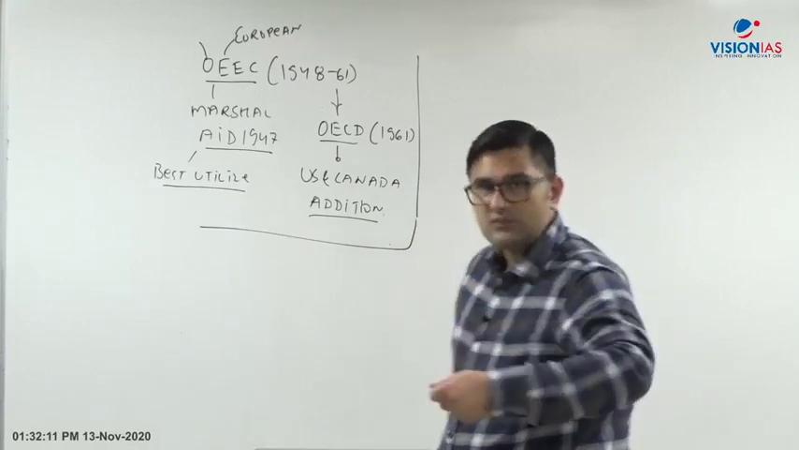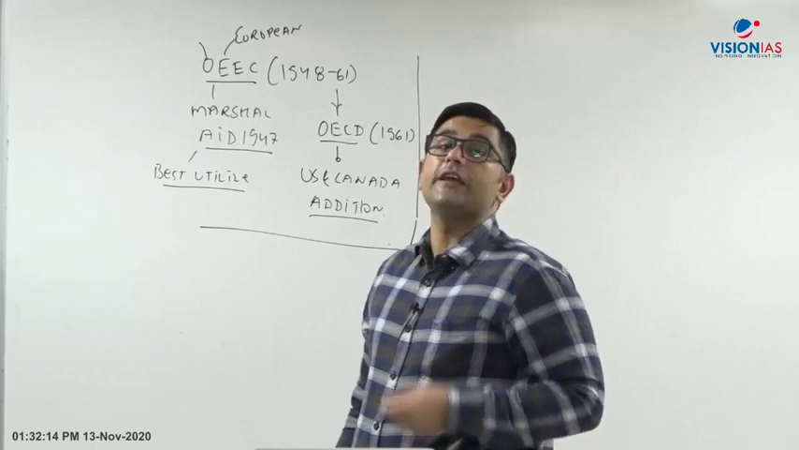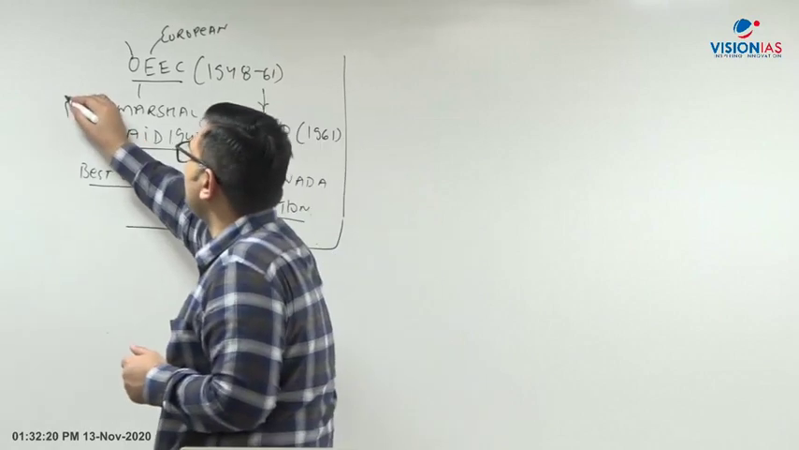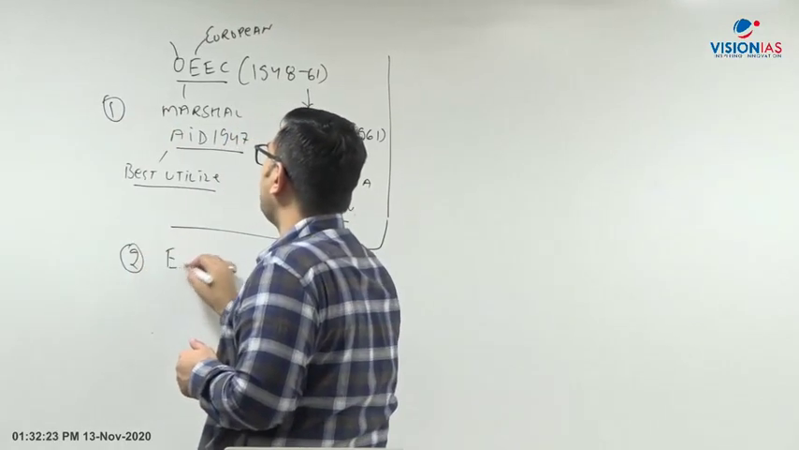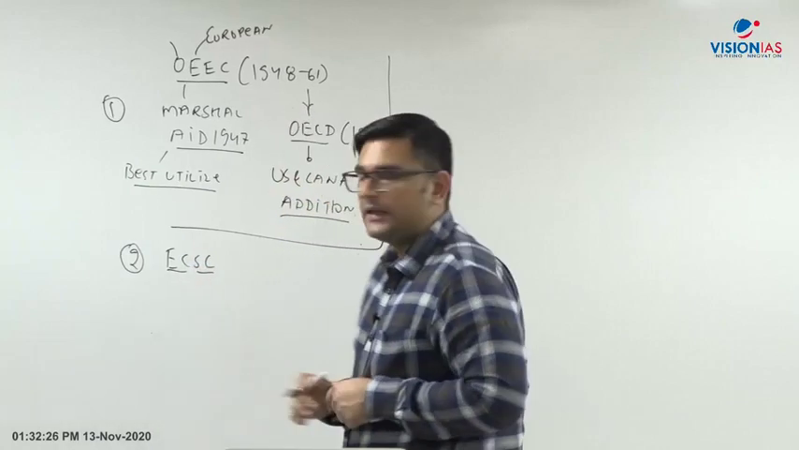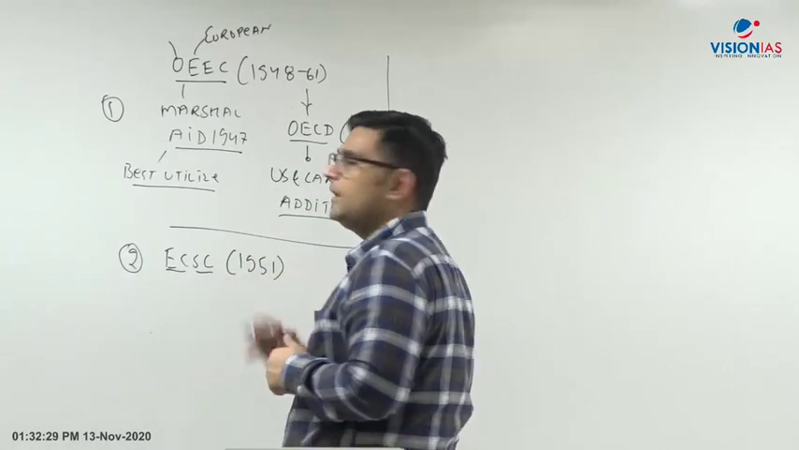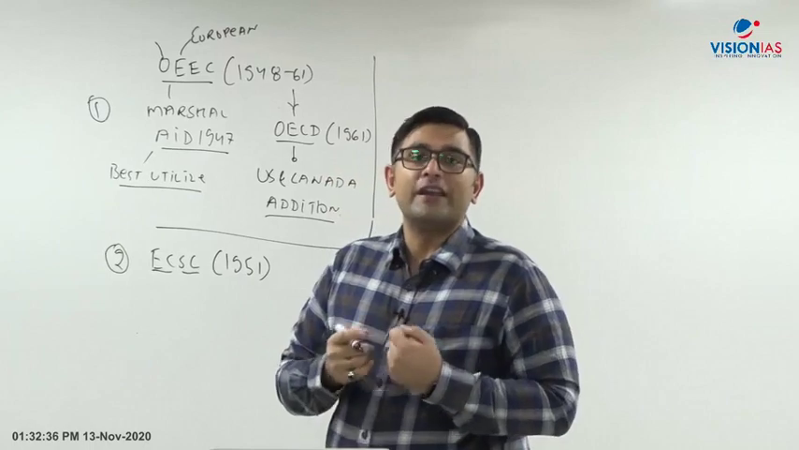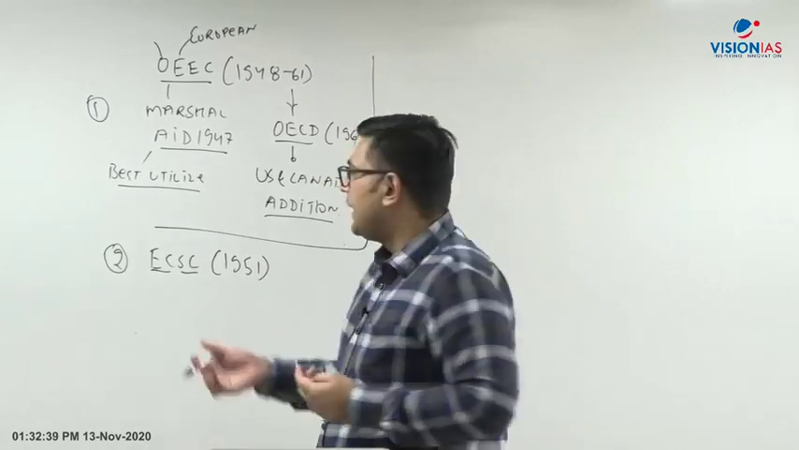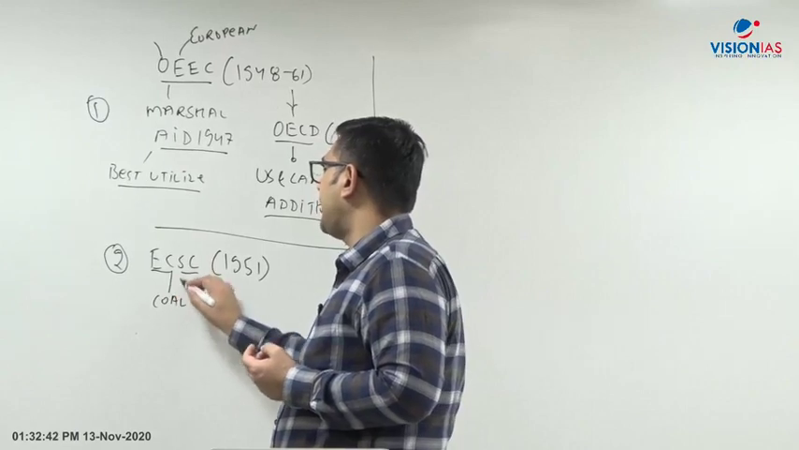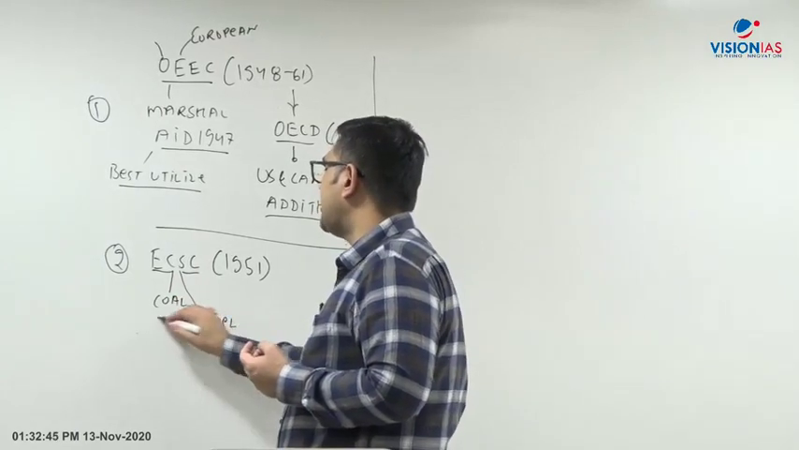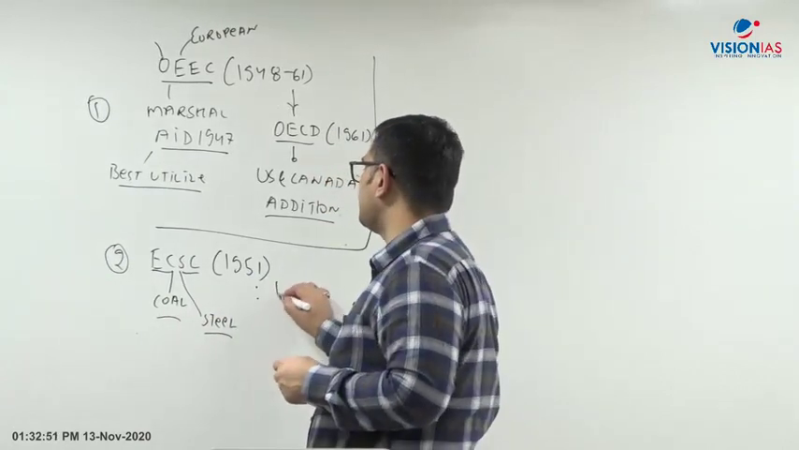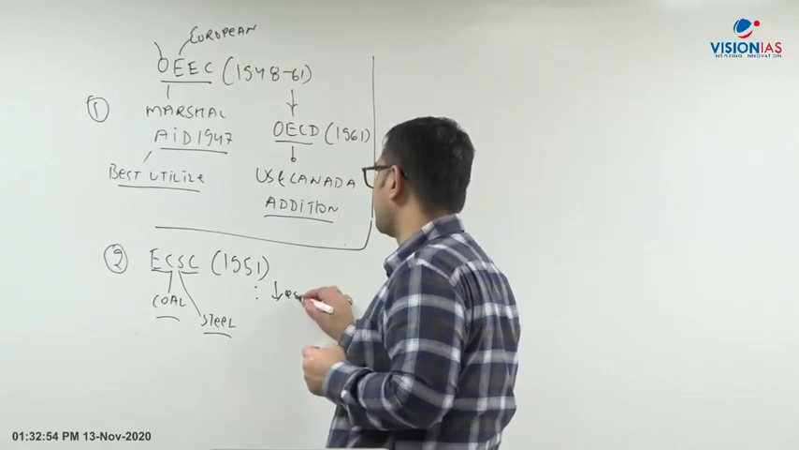After this came the idea: let us try to achieve economic unity by coordinating in the domain of coal and steel. So point number one, then came the European Coal and Steel Community, ECSC. It came in 1951, just 6 years after World War II. What is the idea here? The goal is war reconstruction. Let us economically cooperate in the domain of coal and steel, because in industrialization, coal and steel are important goods. So what is the focus here? The focus is how to decrease the tariff barriers.